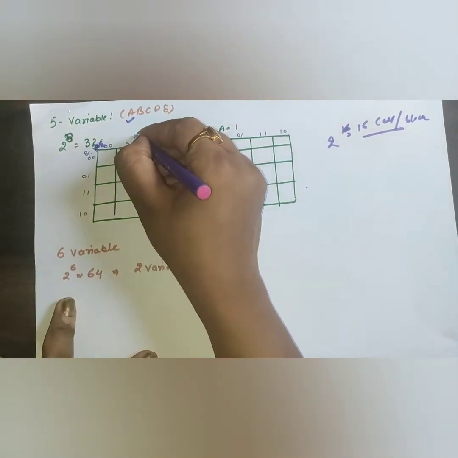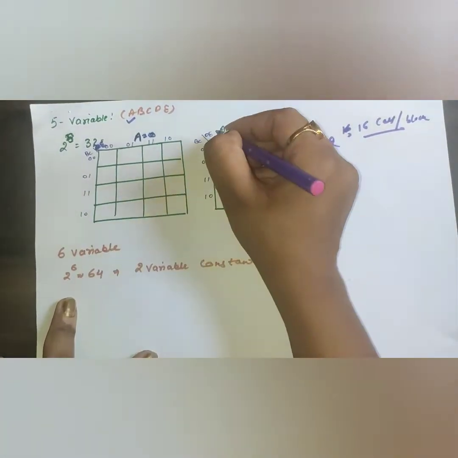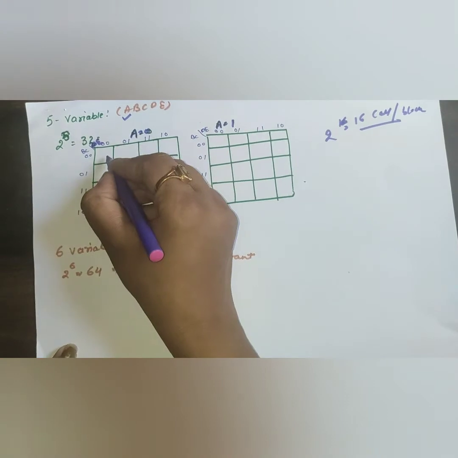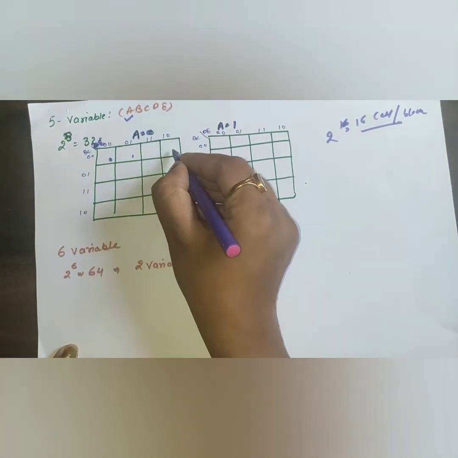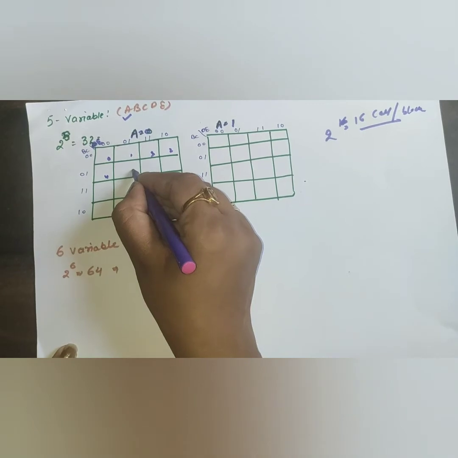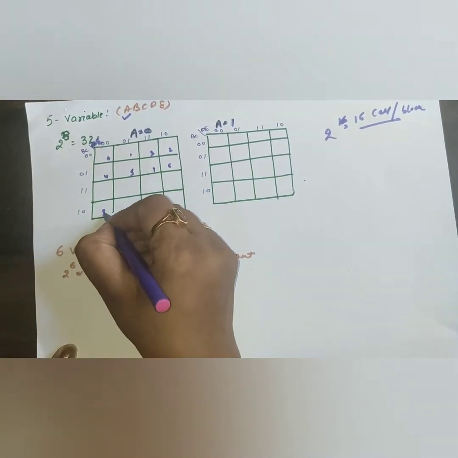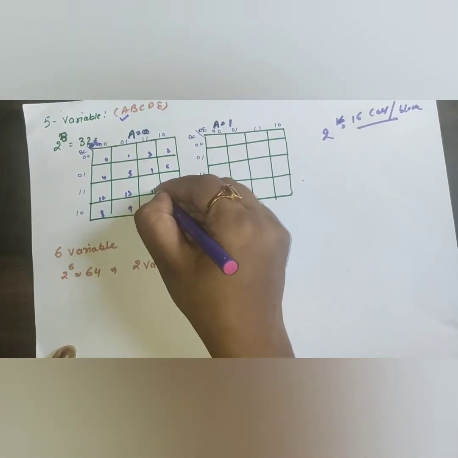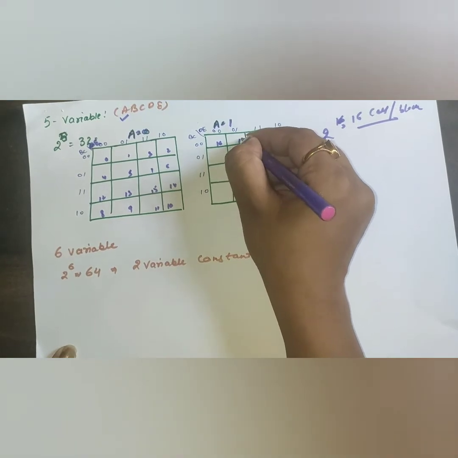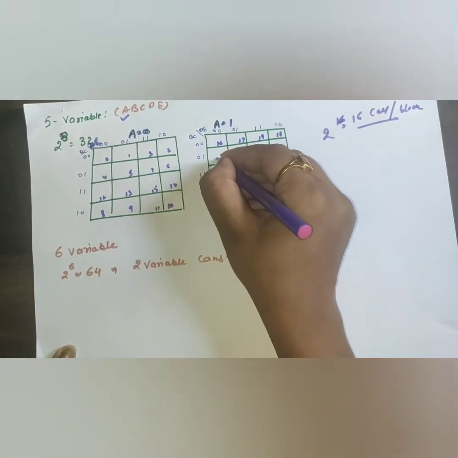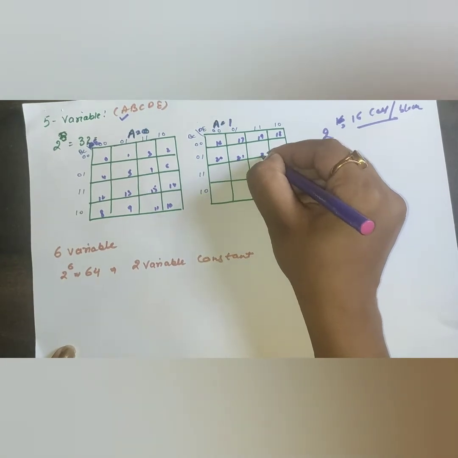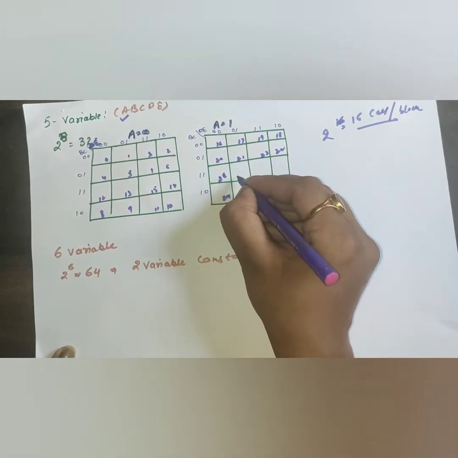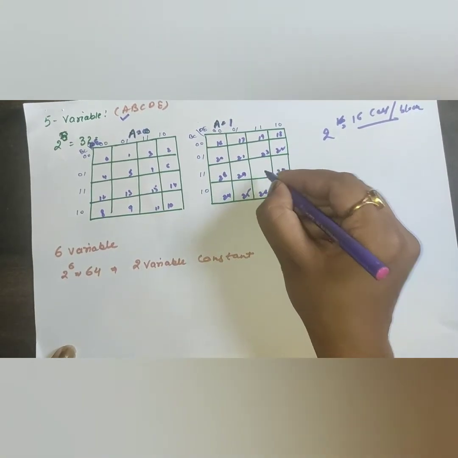Okay, let's suppose we take A equal to 0 for this block and A equal to 1 for this block. Now we will write the position like this: 0, 1, 2, 3, 4, 5, 6, 7, 8, 9, 10, 11, 12, 13, 14, 15. Now 16, 17, 18, 19, 20, 21, 22, 23, 24, 25, 26, 27, 28, 29, 30 and 31.